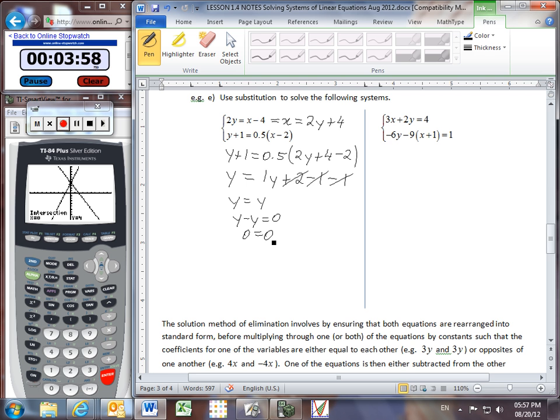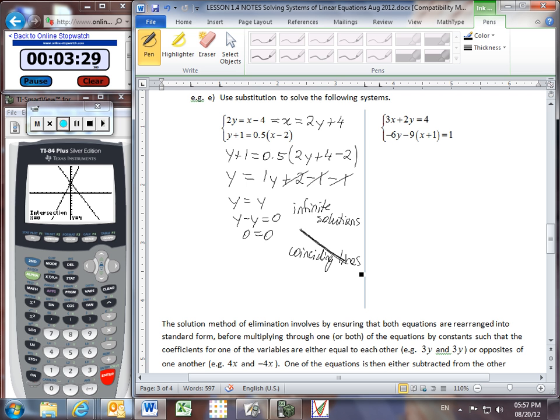So my x had disappeared through my substitution process, but when I simplified my resulting equation, I end up getting my y's cancelling out as well. I got 0 equals 0. What does this mean? It means that this is true for every value of x and y, so I have infinite solutions. If I have infinite solutions, that means that my two lines are on top of each other. They're coinciding lines.